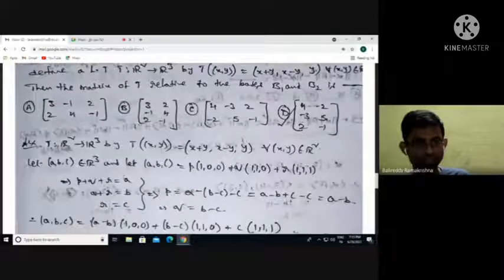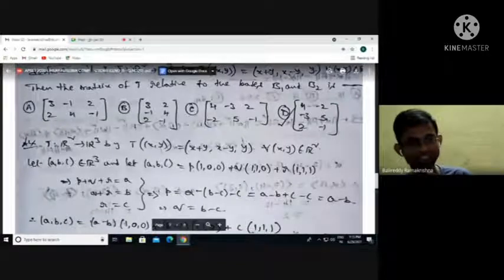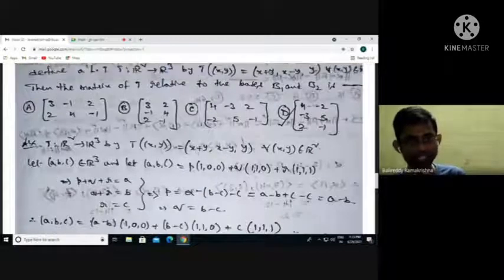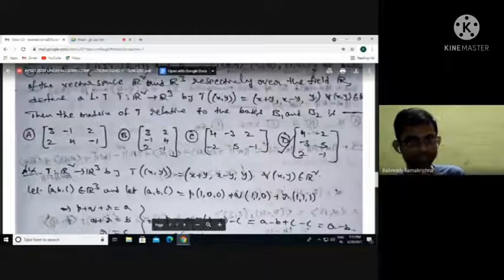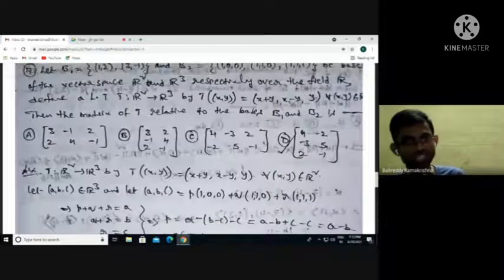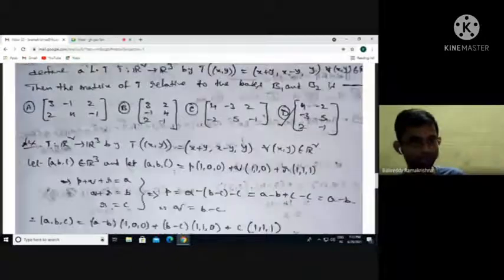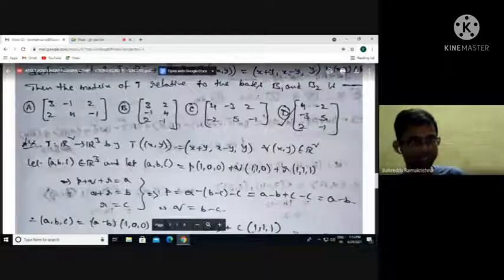Coming to the solution, T is a mapping from R square to R cube, and it is a linear transformation defined by T of (x, y) is equal to (x plus y, x minus y, y) for all (x, y) belonging to R square. Here we have to find the matrix representation of T relative to the basis B1 and B2. For that, here the codomain is R cube.